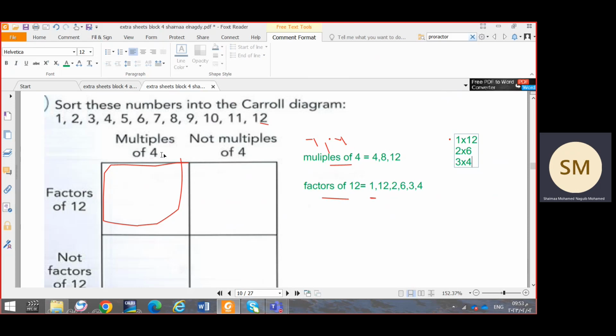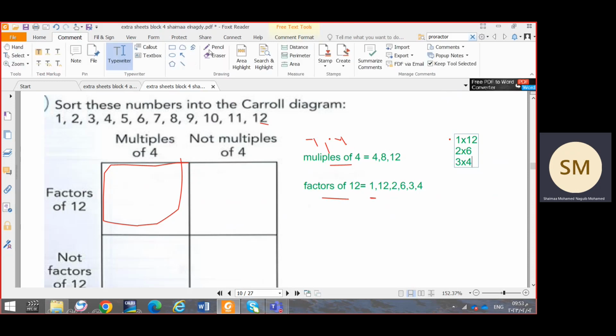تعالوا بقى هنقول المالتيبلز اوف 4. المالتيبلز اوف 4 دي عندنا ويكون فاكتورز اوف 12. طيب ايه المشترك ما بينهم كده؟ تعالوا بصوا معايا. المشترك ما بينهم هنا نغير لون القلم.